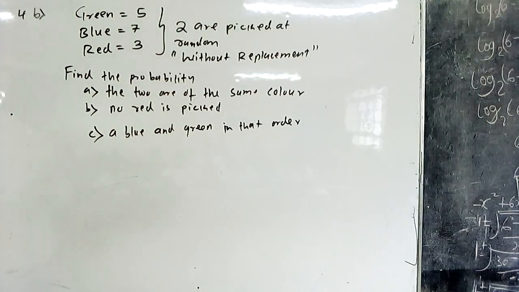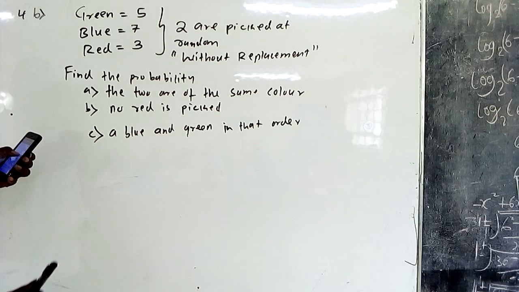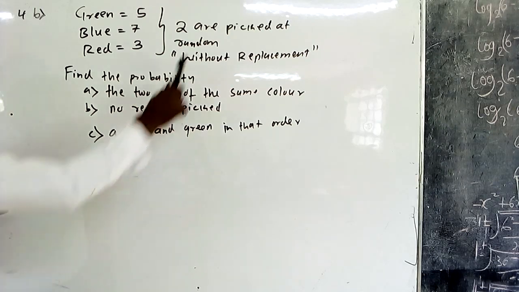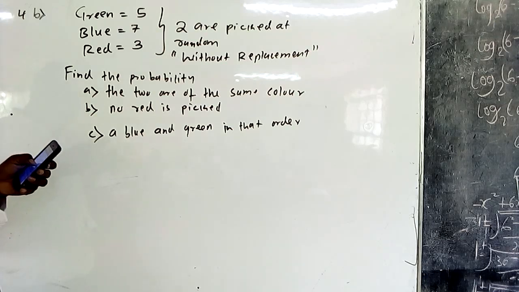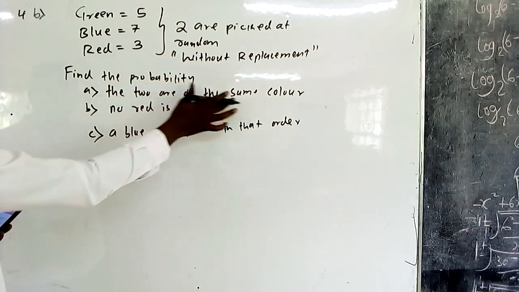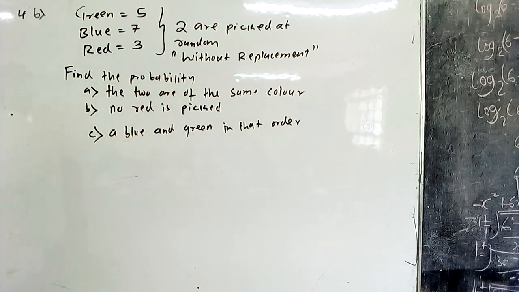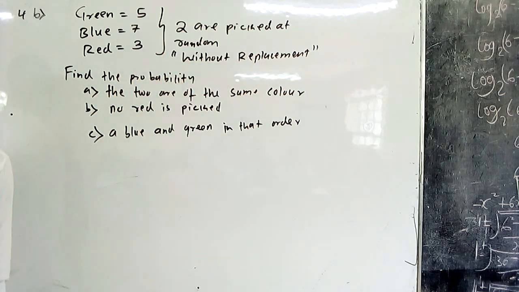To solve this problem, you'll be told an artist has 5 green, 7 blue, and 3 red crayons of the same size and shape in a bag. If he picks 2 crayons at random without replacement, find the probability that the 2 are of the same color, no red is picked, a blue and green in that order. So, to determine this probability, you must construct a tree diagram without replacement, isn't it?